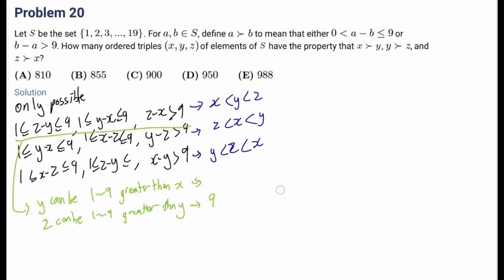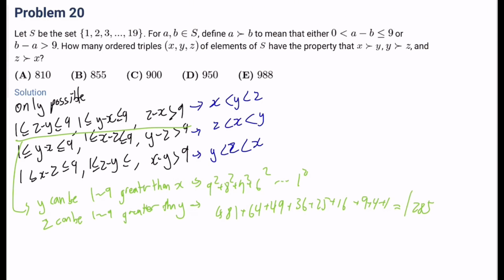So the sum is going to be 9 squared plus 8 squared plus 7 squared plus 6 squared, all the way up to 1 squared. And so if we just add this up, this is going to be 81 plus 64 plus 49 plus 36 plus 25 plus 16 plus 9 plus 4 plus 1, which is just equal to 285. And so this is the number for this one. And if we just multiply that by 3, that's the answer. So 285 multiplied by 3 is equal to 855. And that's our answer. It's B.